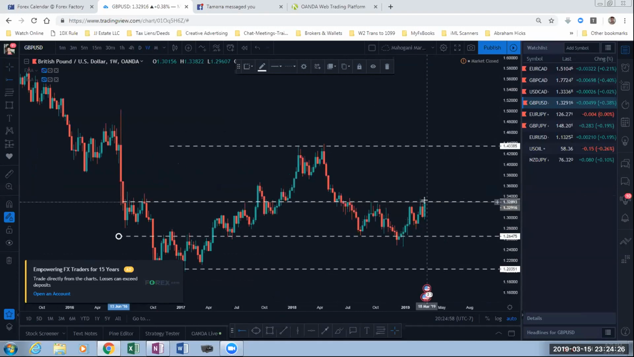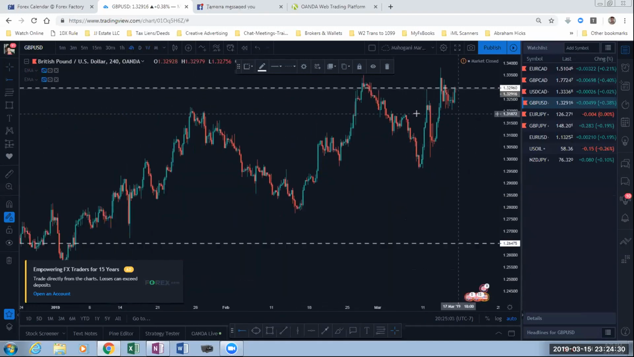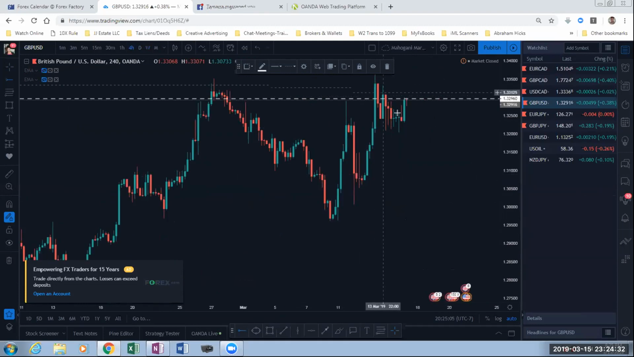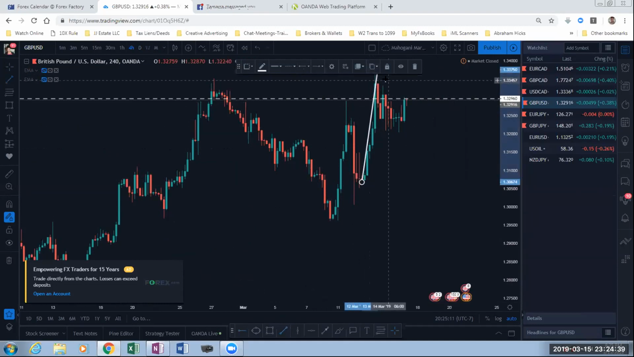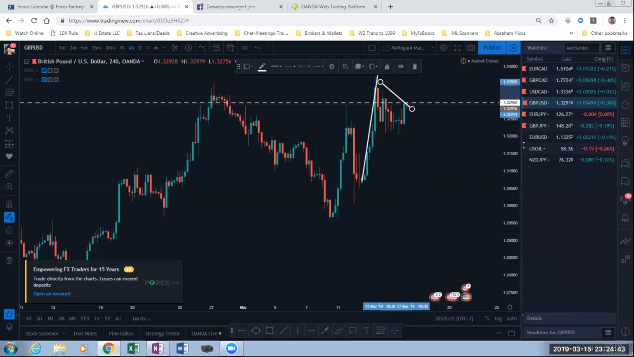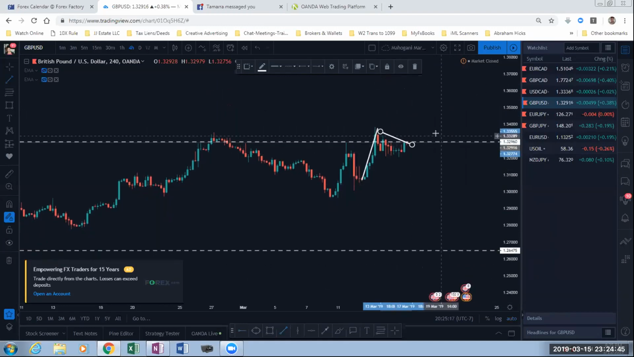So this right here, if I go to a lower time frame, look at my 4 hour, I'm really seeing a flag here. I'm seeing impulse, correction. So if anybody knows what may be happening, it may be time for another impulse. It may break this line.